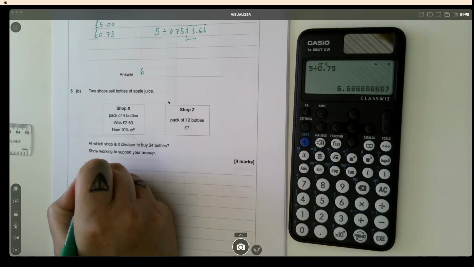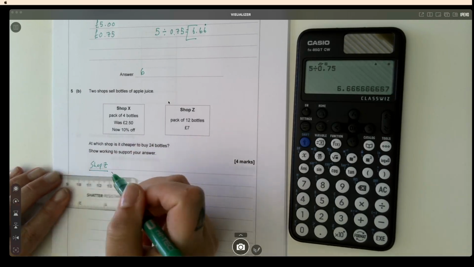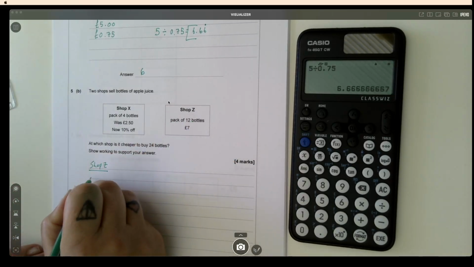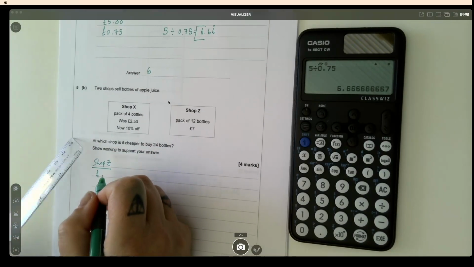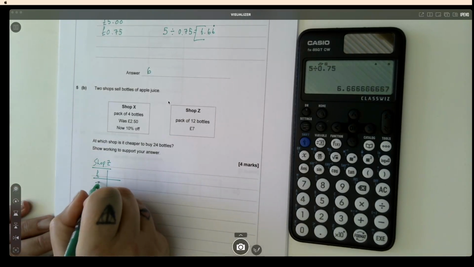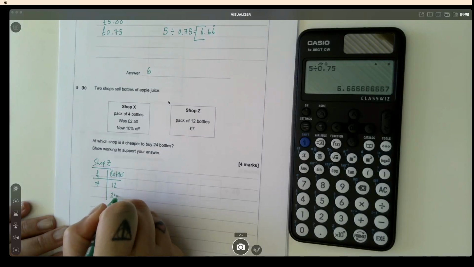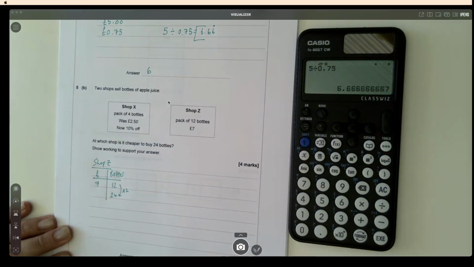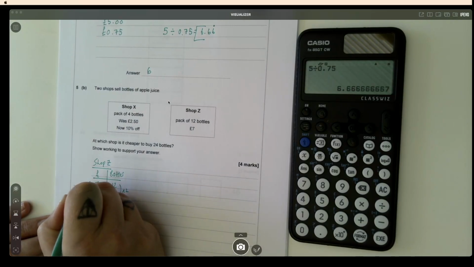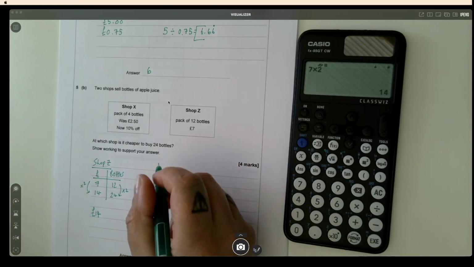So I'm going to start with shop Z. So 12 bottles, proportion table again, I like these. For £7 we get 12 bottles. If we want 24 bottles, we need to multiply it by 2. We need to double it. And then 7 times 2 is 14. So shop Z would be £14 for 24 bottles.